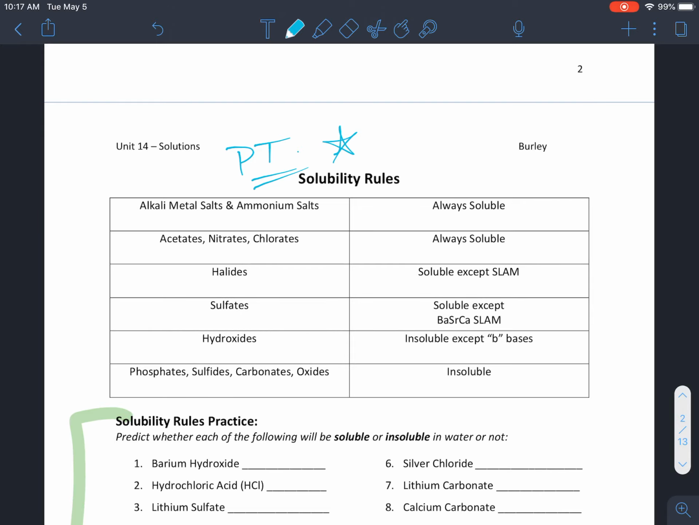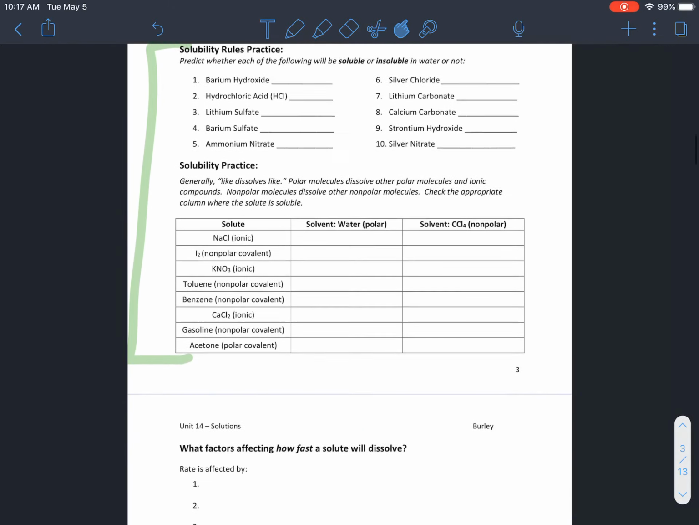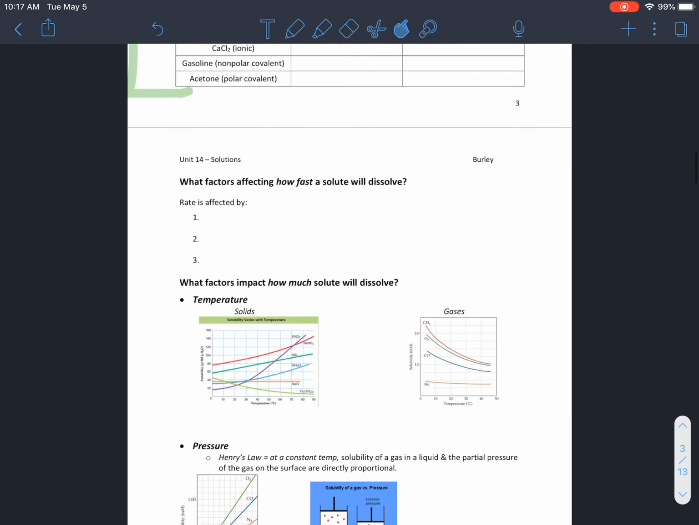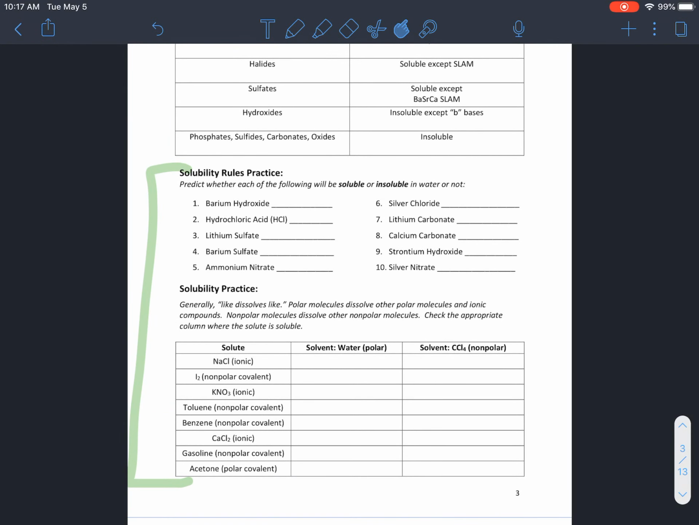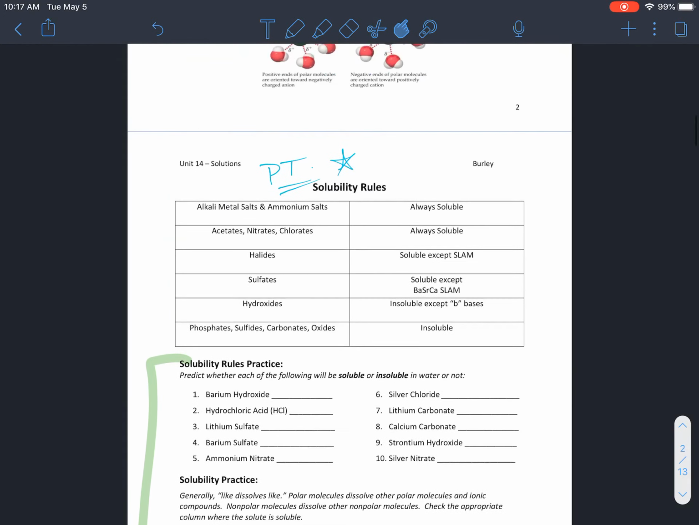I am going to make a separate video though. I'm just going to go over the notes on this next page, and then you can watch the next video before you do this homework. Okay.